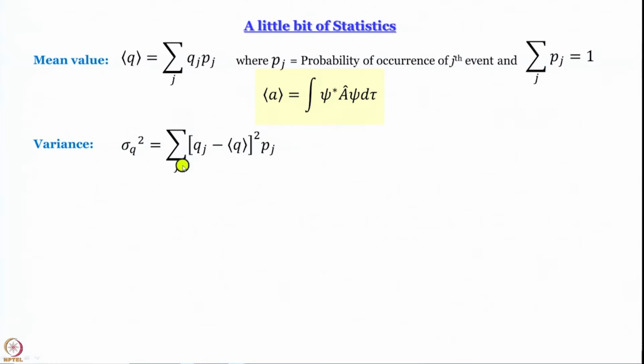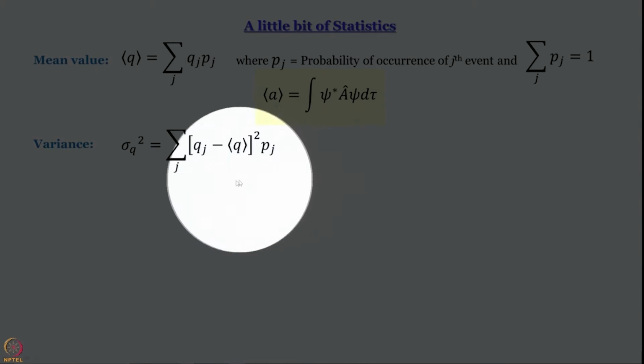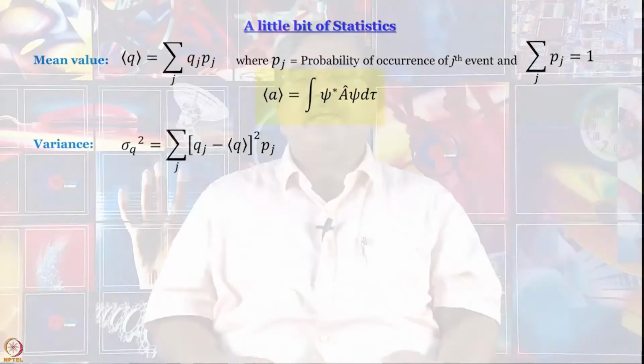Let us forget the summation for the time being. Let us only focus on what is there inside the bracket, this part, Qj minus Q. So, Qj minus average value of Q, what is that? For every measurement, the jth measurement, by how much does the value differ from the average value? That is Qj minus mean value of Q.